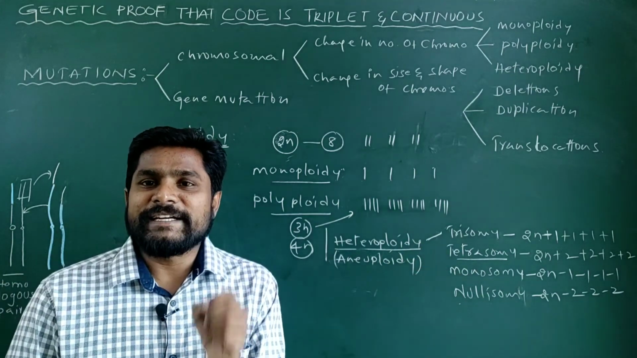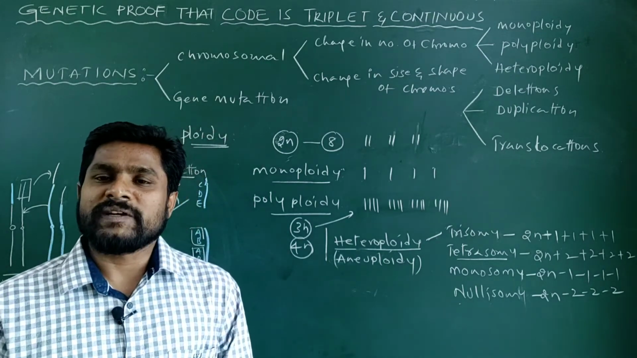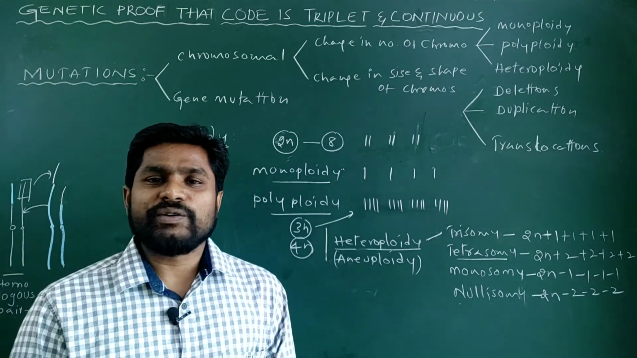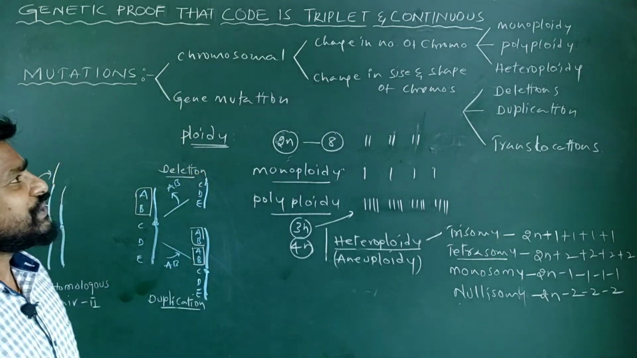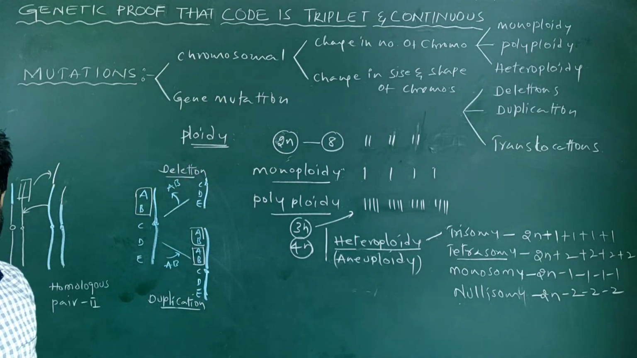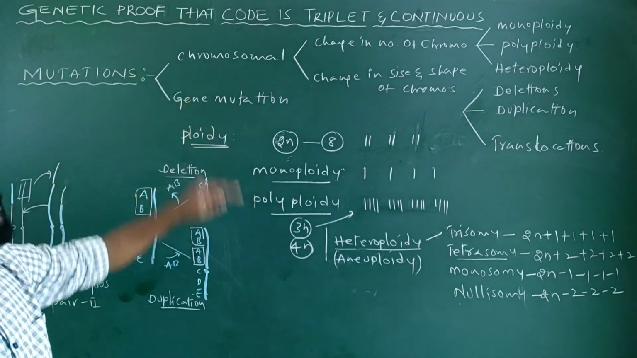That is the basic difference between translocations and normal crossing over, which occurs during S phase of interphase during the cell cycle. This is about the chromosomal mutations due to change in chromosomal number and due to change in size and shape of chromosomes. Now let us move on to the next type of mutations.